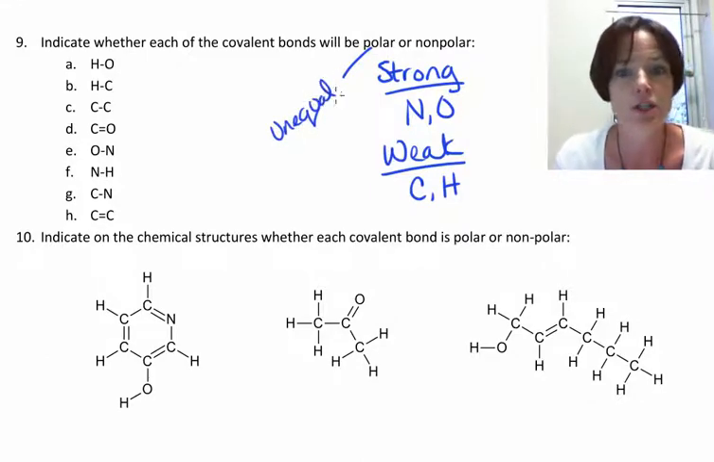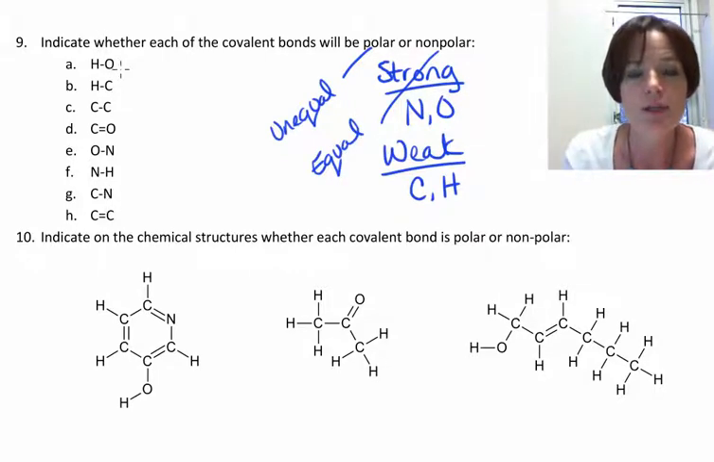The polar covalent bonds would be bonds where the atoms are unequal and they're sharing with each other, but they're not going to share equally. And then the nonpolar ones are going to be when we have two that are equal and they're sharing with each other.